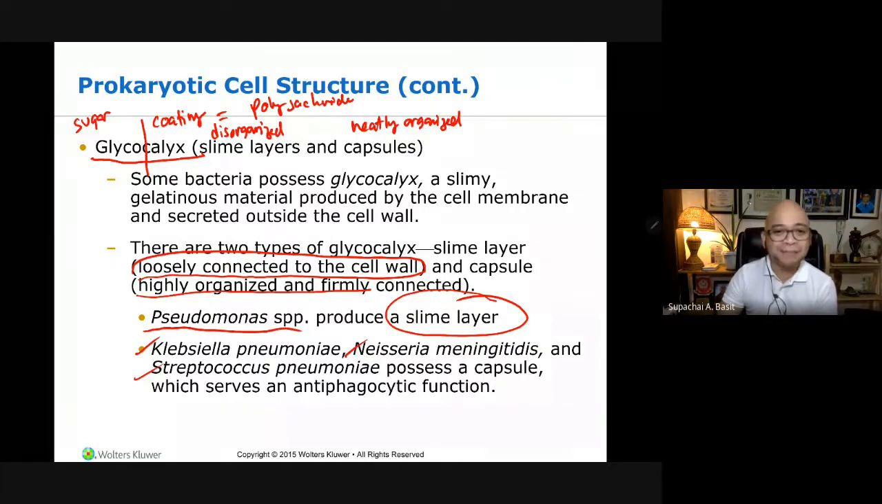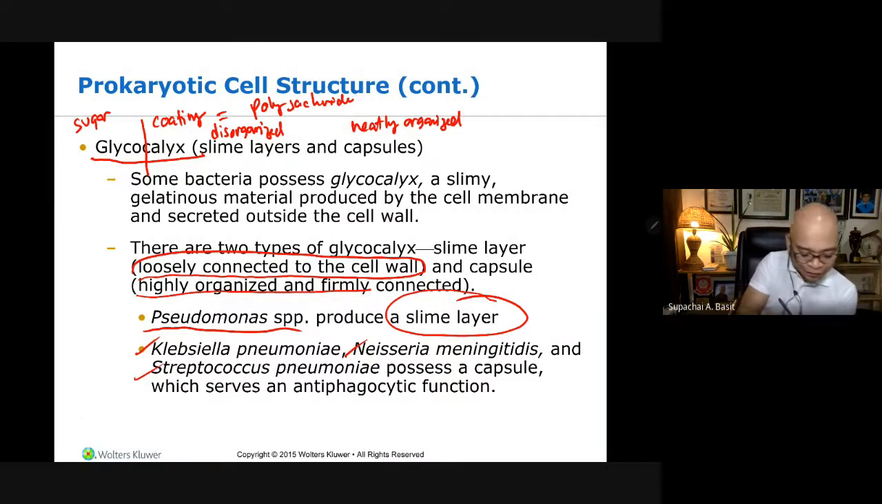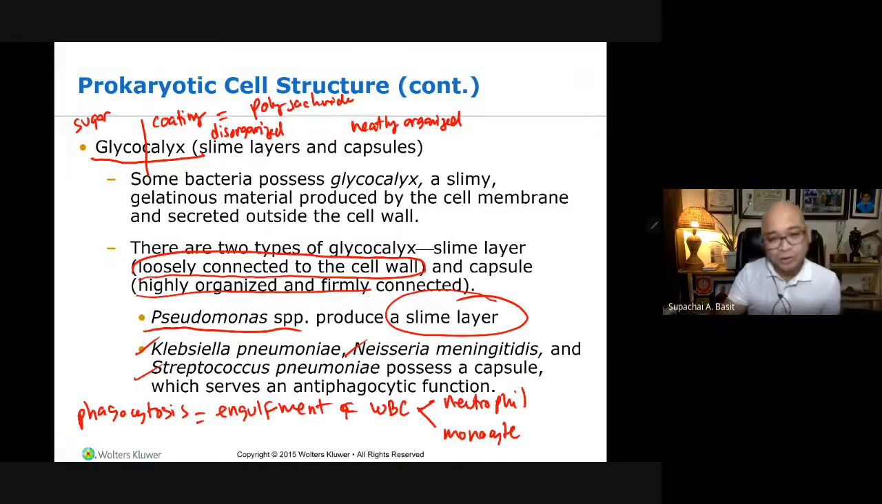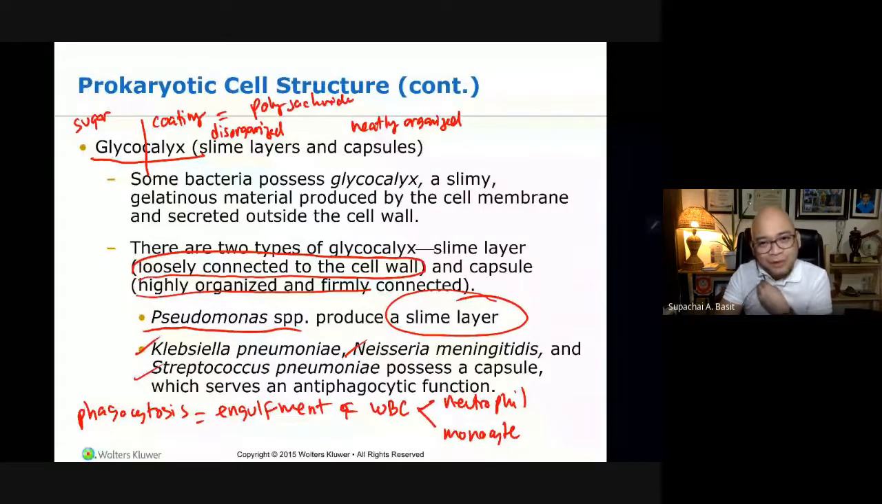The capsule can prevent phagocytosis. What is phagocytosis? It is the engulfment of bacteria by WBCs such as neutrophils and monocytes. Neutrophils and monocytes can actually engulf bacteria, resulting in phagocytosis.